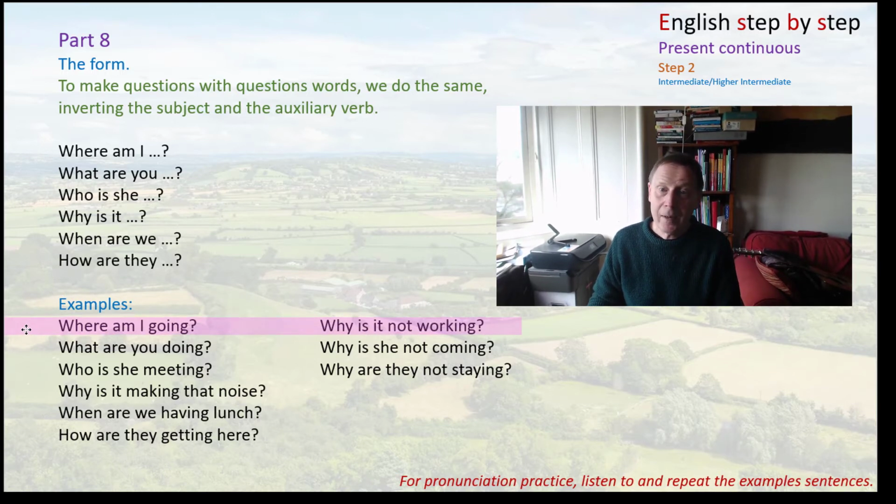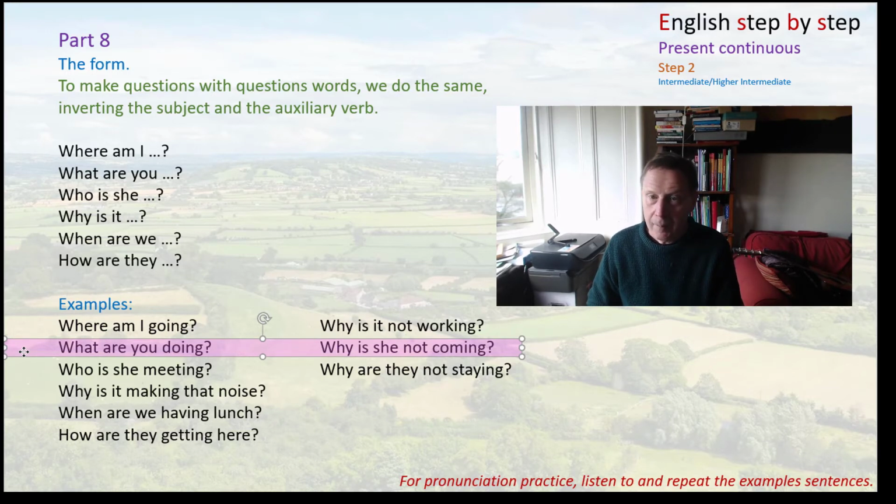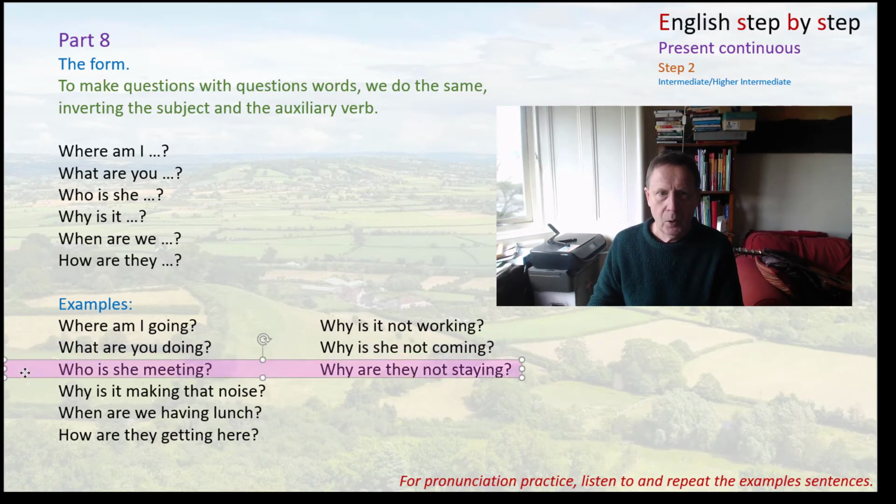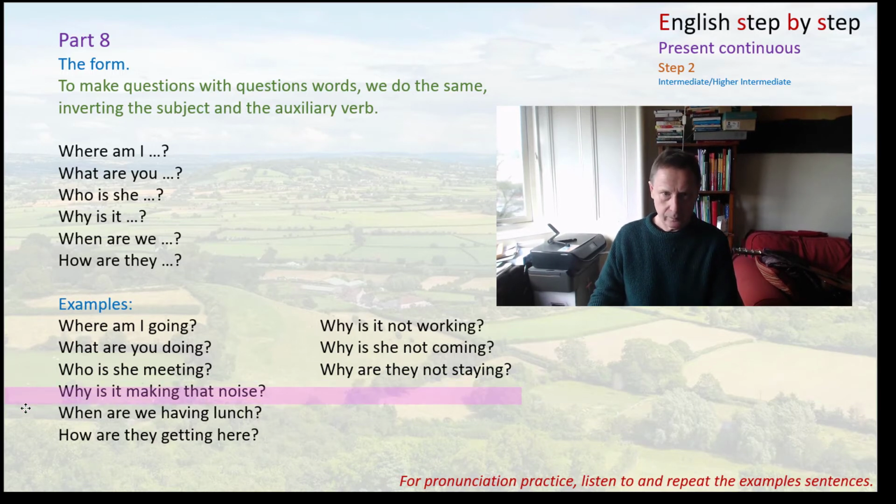Where am I going? Now you can also make negative questions with question words. For example, why is it not working? Next one. What are you doing? Why is she not coming? Who is she meeting? Why are they not staying? Why is it making that noise? When are we having lunch? How are they getting here?